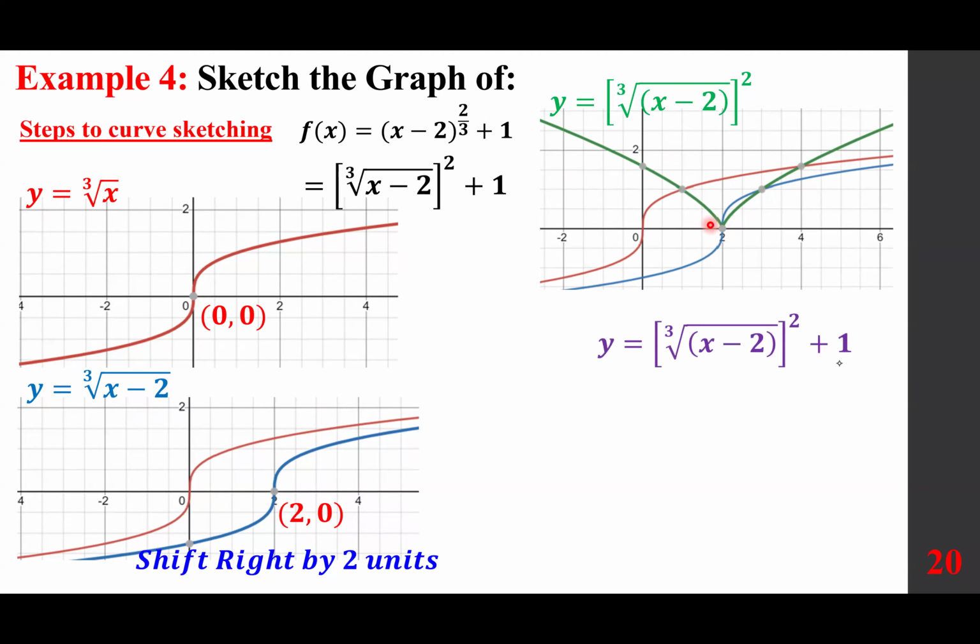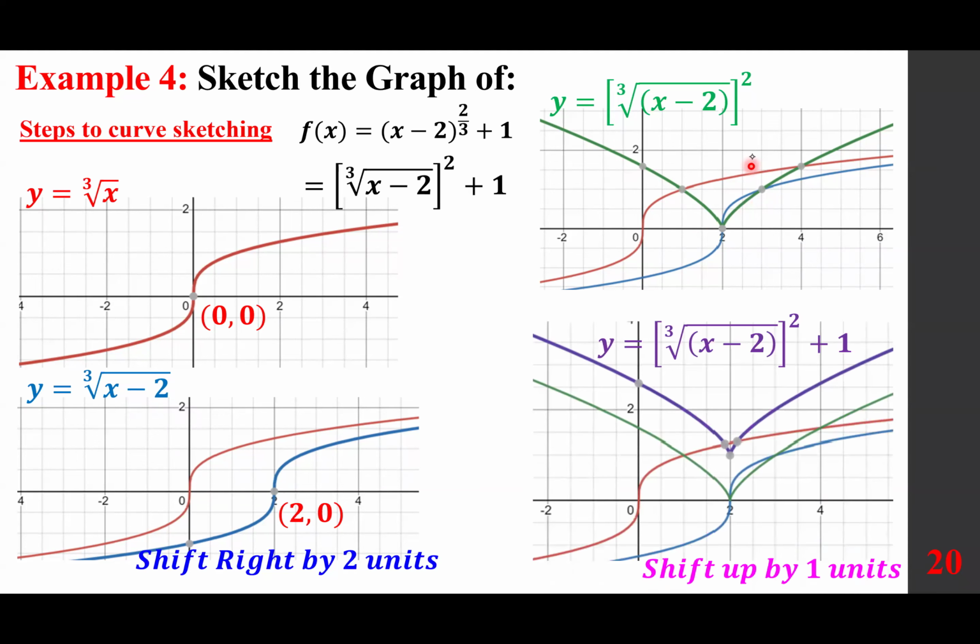Next step, we add 1. That means this green one, bring it up by 1 unit. So bring this one up. When you do that, now 2, 0 becomes 2, 1. And you're done. That's the graph, everybody.